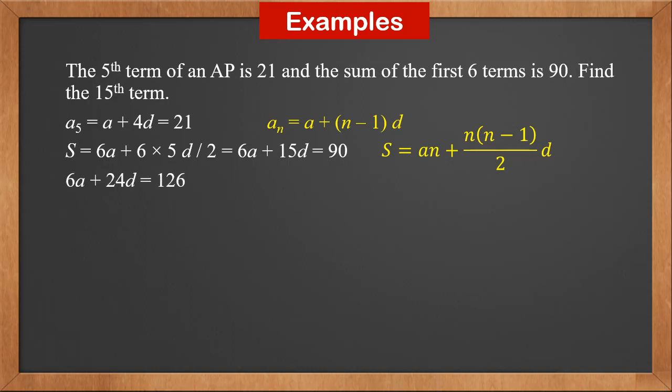Multiply the first equation by 6 and we get 6a plus 24d is 126. Subtract the second equation from it, we get 9d is 36. So d is 4. Put it back into the first equation, we get a as 5. So a15 is a plus 14d. This is 5 plus 14 times 4, which is 61.